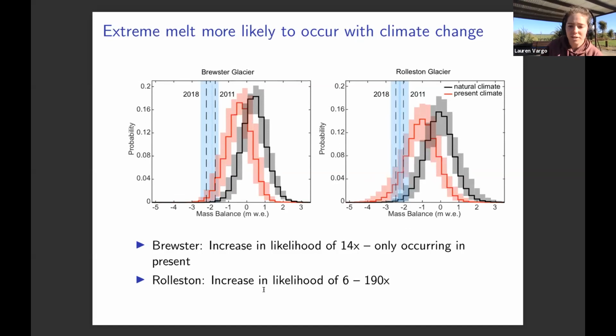For Rolleston Glacier, which is over here, that increase in likelihood is at least 6 times. And in some simulations, it was up to 190 times more likely to occur with anthropogenic forcing.